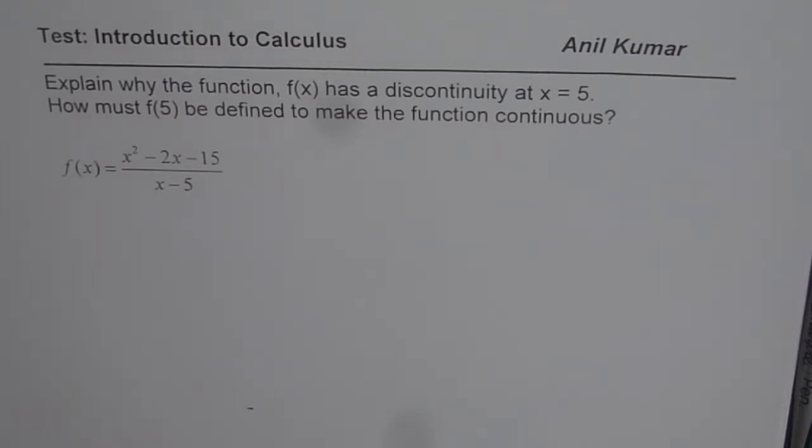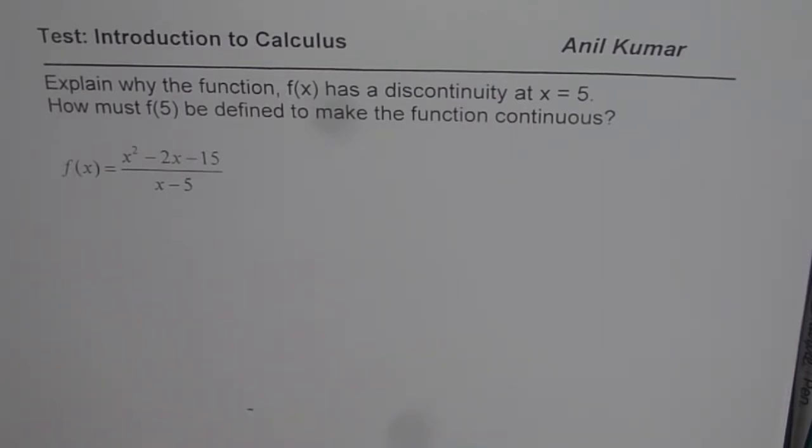The question here is, explain why the function f of x has a discontinuity at x equals 5. How must f of 5 be defined to make the function continuous? You are given the function f of x equals x squared minus 2x minus 15 over x minus 5. You can pause the video, answer the question, and then look into my suggestion.